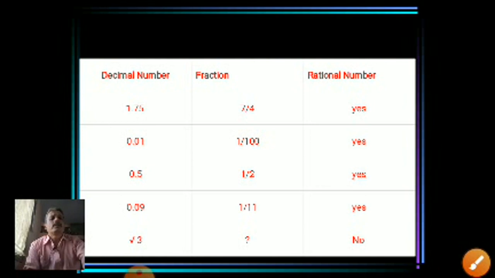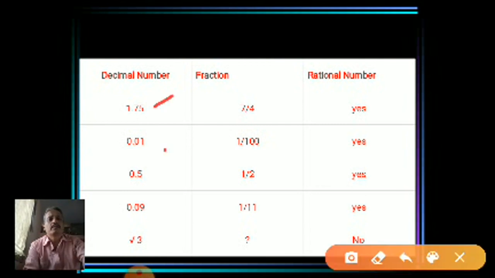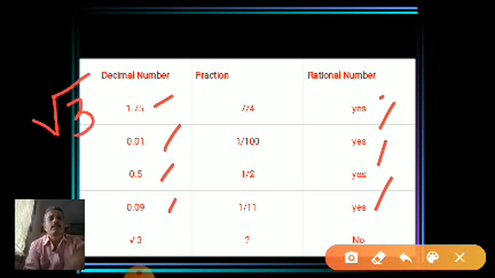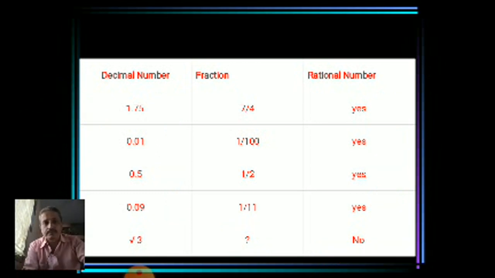Very good, students. We can say whether this number is a fraction and rational number or not. So examples are here. All the decimal numbers are represented as rational numbers. And root 3, students, this is root 3. It's not a rational number. It's an irrational number. A fraction is not possible. Okay, just for your information.